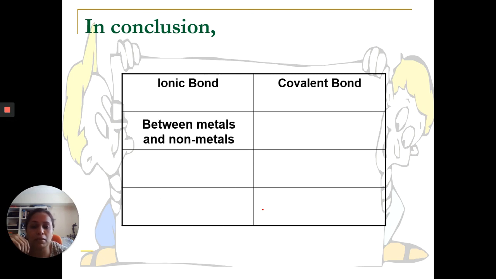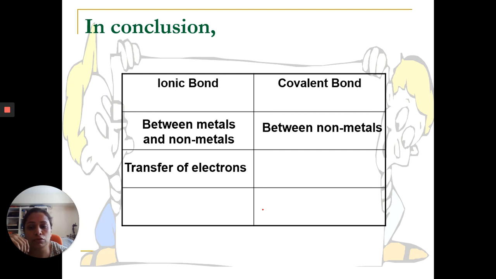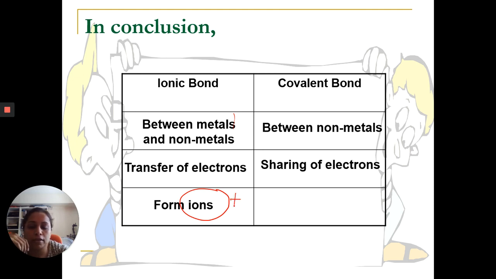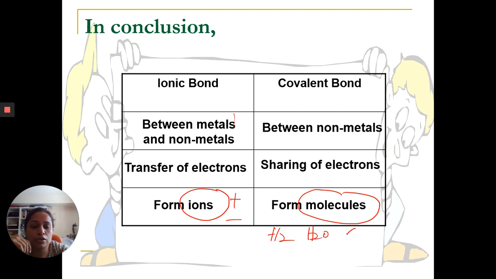Let's do a quick summary in conclusion. Ionic is between metals and non-metals, covalent is between just non-metals. I hope you know where your zigzag line is in your periodic table. Transfer of electrons means metals will lose, non-metals will gain. For covalent, they share their valence electrons. Ionic compounds form ions, because there are positive and negative charges. Covalent compounds form molecules like H2, H2O, CH4, they're all molecules, etc.